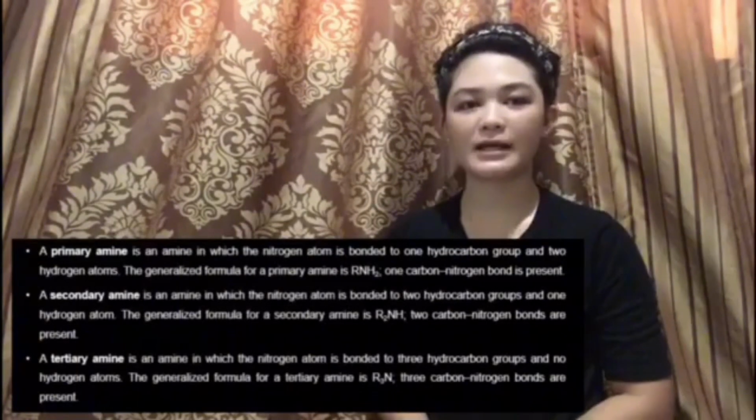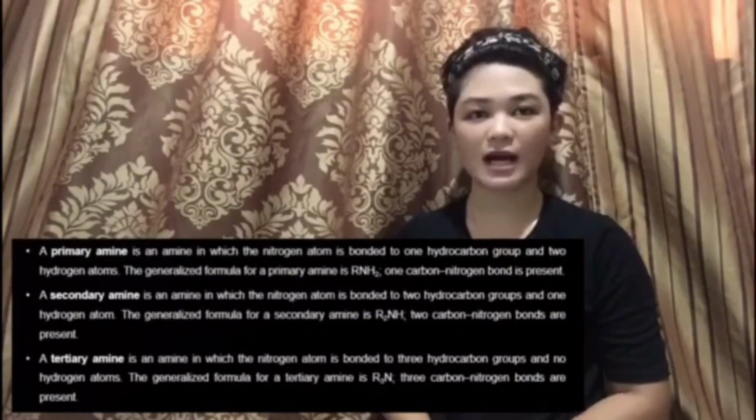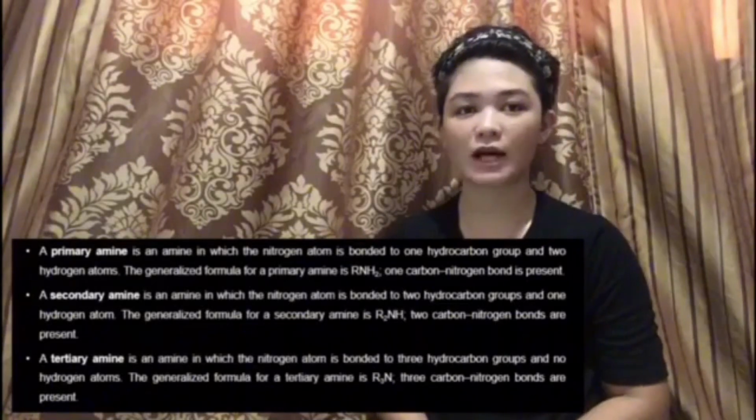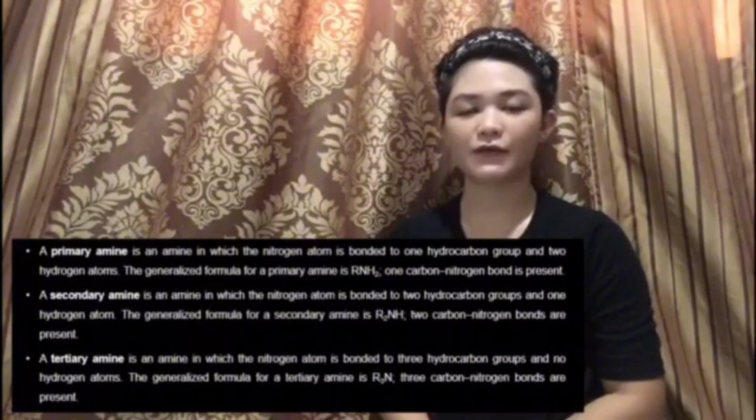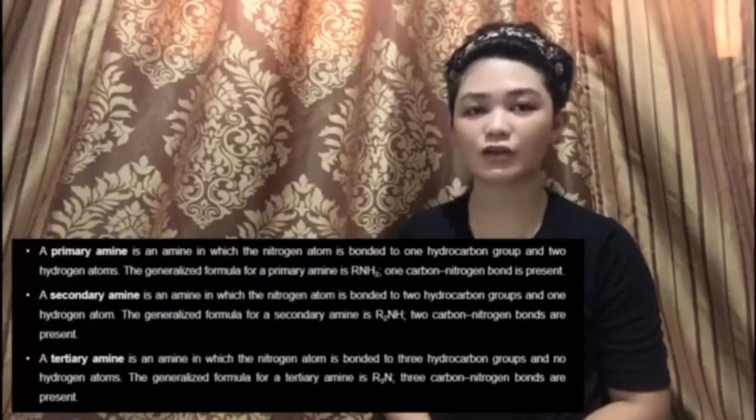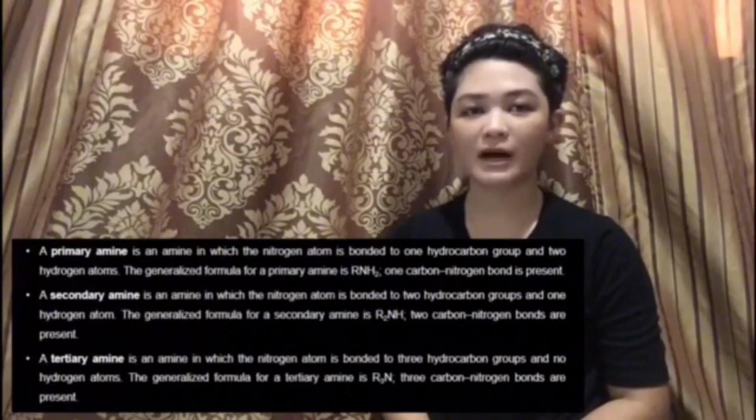A primary amine is an amine in which the nitrogen atom is bonded to one hydrocarbon group and 2 hydrogen atoms. The generalized formula for a primary amine is RNH2. One carbon-nitrogen bond is present. So we can see in the example the simplest structure of a primary amine, in which the generalized formula is RNH2, in which the nitrogen is bonded to one hydrocarbon group and 2 hydrogen atoms.